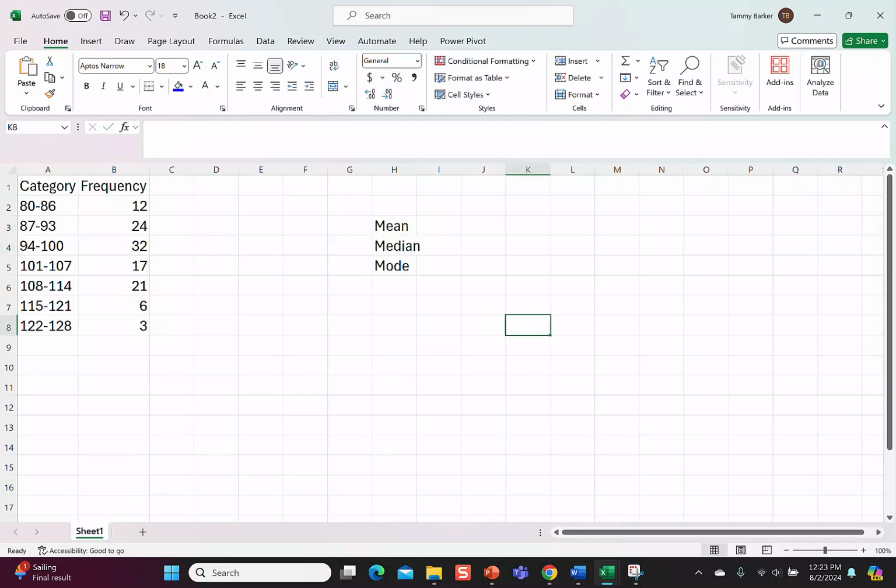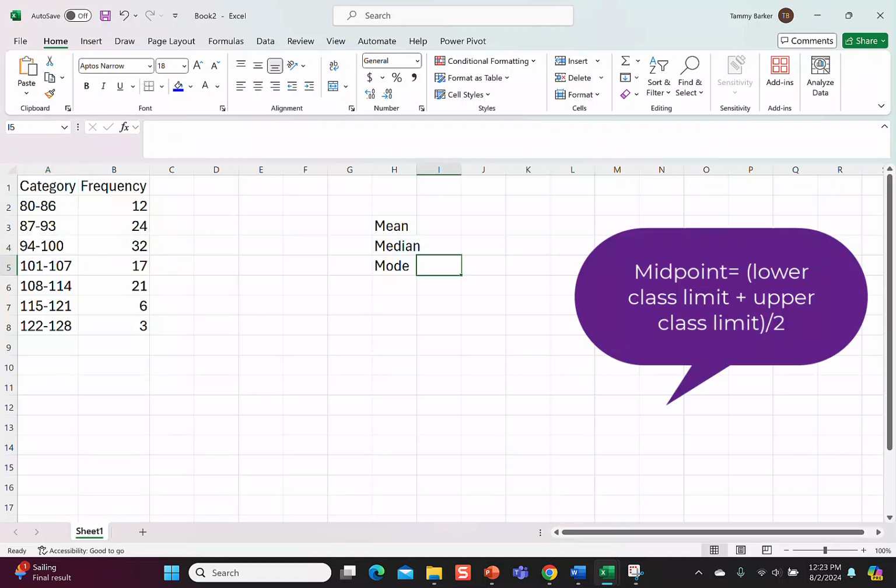The easiest one to do is the mode. We just look for which outcome was the most frequent. When I look through the table, I can see that 32 is the highest. When we report the mode, we're not going to say that the answer is 94 to 100. Instead, we're going to give the midpoint. So let's type here that the midpoint would be 94 plus 100 divided by 2.